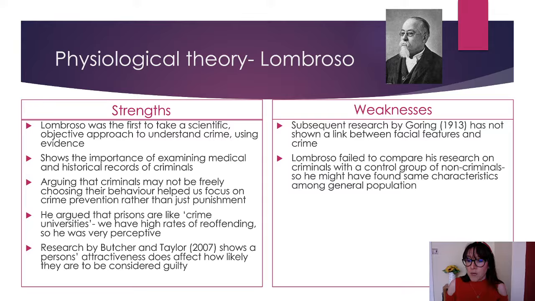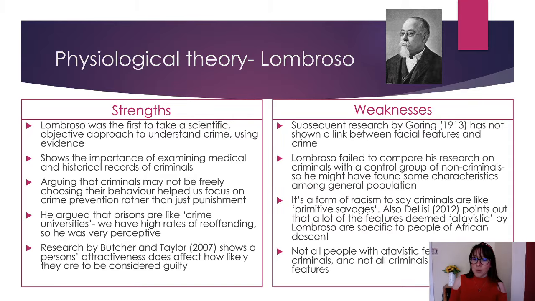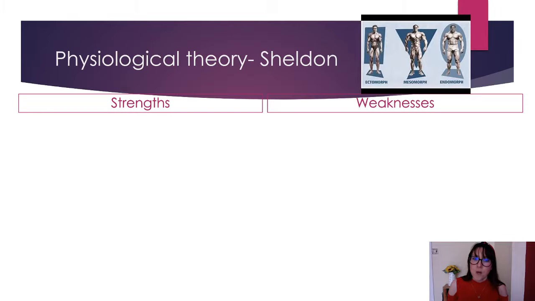Lombroso failed to compare his research on criminals with a control group of non-criminals, so he might have found some characteristics among the general population. So there might have been people that weren't criminals with the same features as well. It's a form of racism to say criminals are like primitive savages. Also, DeLisi 2012 points out that a lot of the features deemed atavistic by Lombroso are specific to African descent. And not all people with atavistic features are criminals, and not all criminals have atavistic features.